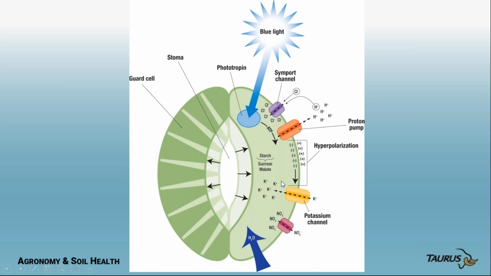What did we say? When we increase the level of solutes inside of a membrane, which is potassium and chloride, you notice that the chloride is negative, the potassium positive, it balances out, and then we have starch and sugars and malate in here. The water flows in. The water flows in, brings about osmotic pressure, and opens the stomata.